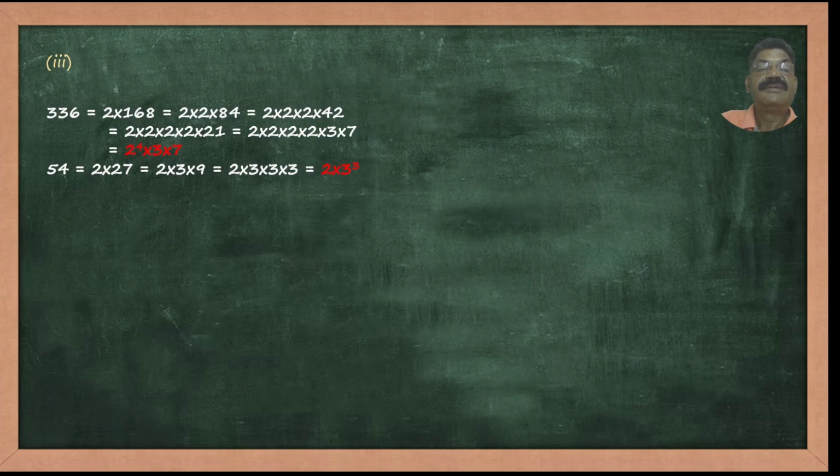Third sum. 336. Its prime factorization is 2 power 4 into 3 into 7. This you can verify. Similarly, prime factorization of 54 is equal to 2 into 3 cube. Now, what is LCM? Consider all the factors with the highest power. 2 power 4 into 3 cube into 7, which is equal to 3024. And HCF is equal to common factors only with the least power. So, 2 into 3, which is equal to 6.